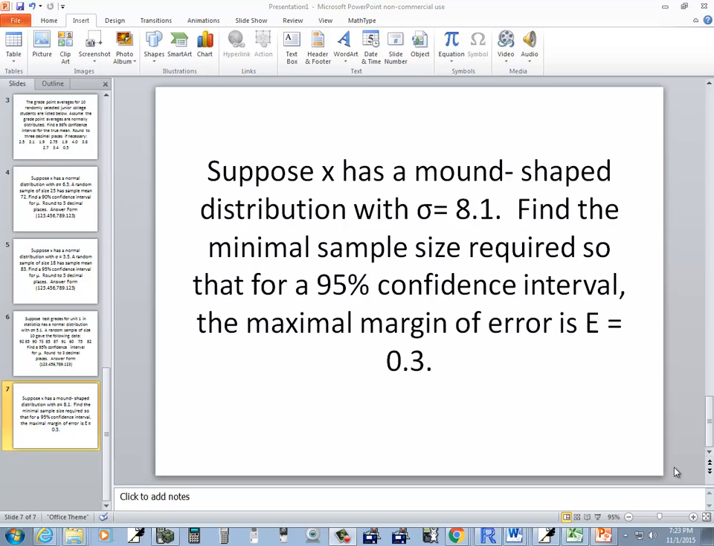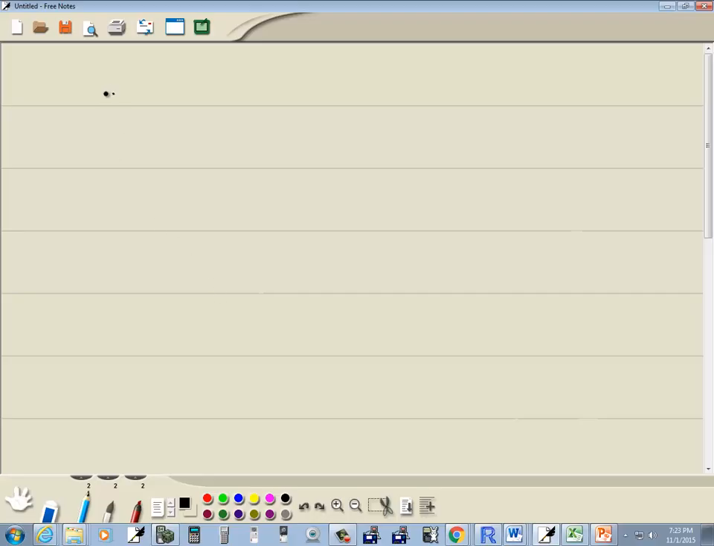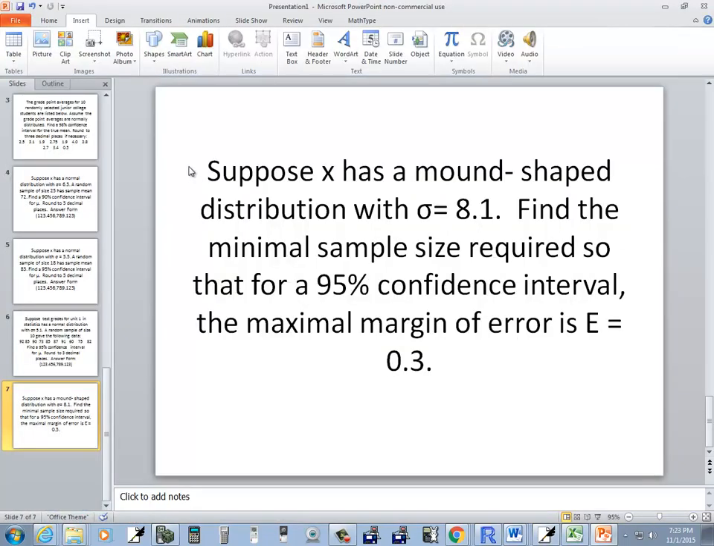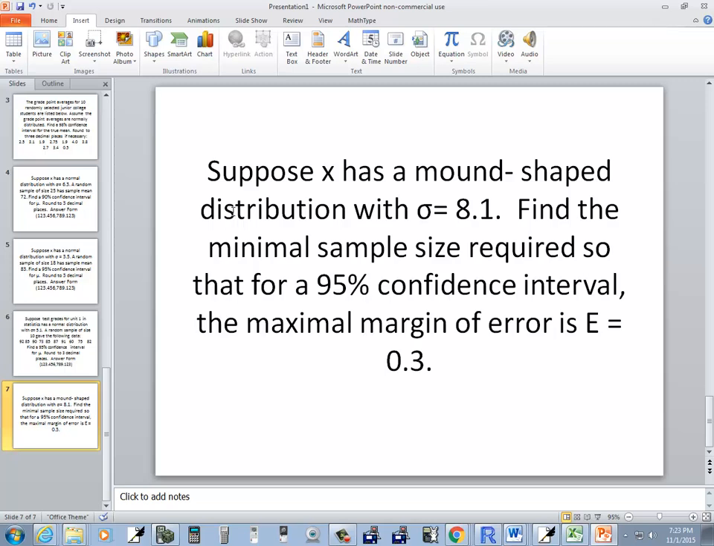Suppose x has a mound-shaped distribution, a normal distribution, with sigma equal to 8.1. Find the minimal sample size required so that for a 95% confidence interval, so we want 95% confidence, the maximal margin of error E is 0.3.